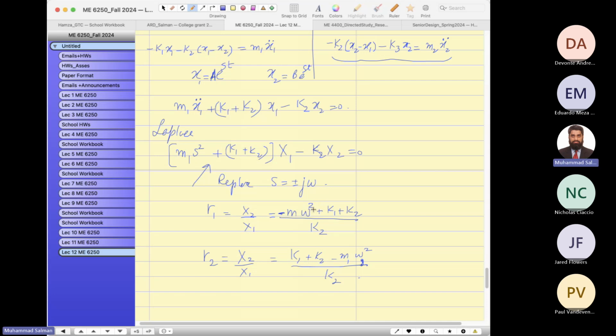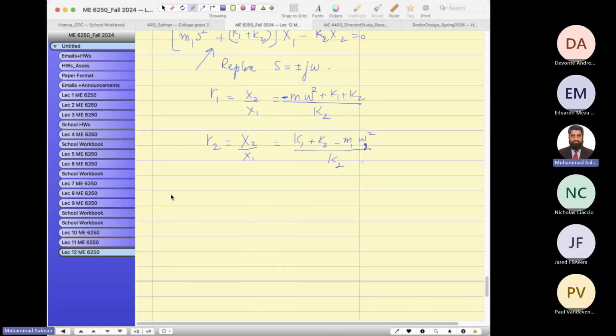So one is at a fundamental frequency. Maybe I can show you in the equations. Let's do one problem for a second. Let me show you one problem, and then we can understand more clearly in this case. So let's go ahead and do this problem.